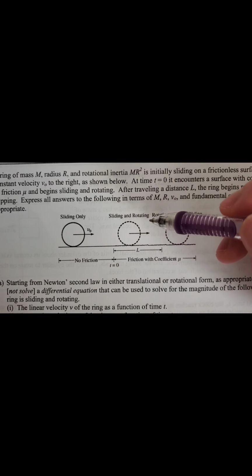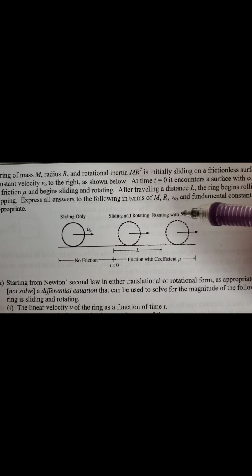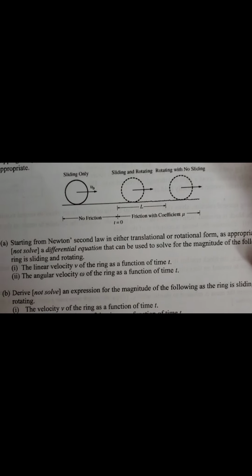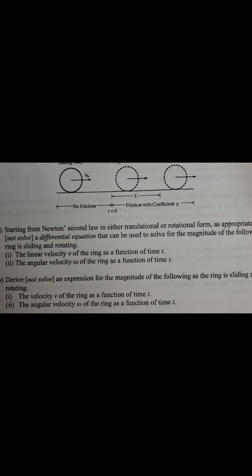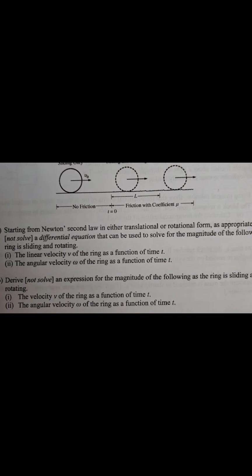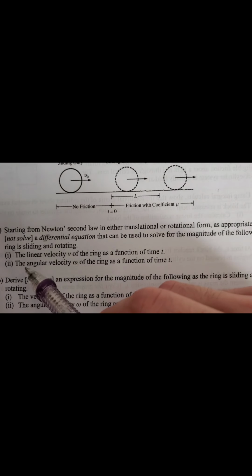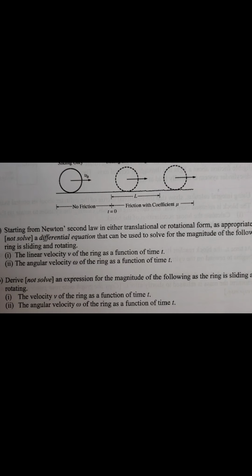the ring will stop sliding and will just be rotating. So part A wants us to, well, there are two parts to part A, and it wants us to use Newton's second law in either translational or rotational form to derive differential equations that can be used to solve for the magnitude of the following. Part I wants us to find a differential equation for the linear velocity of the ring as a function of time.